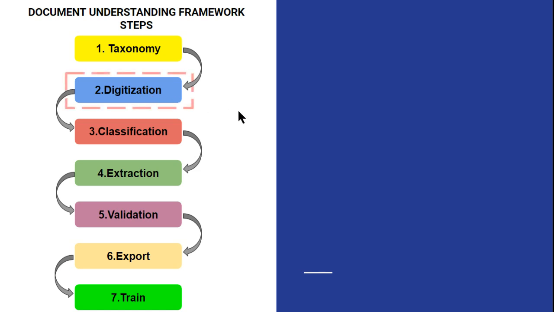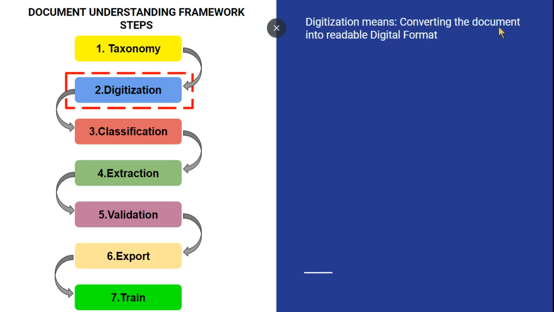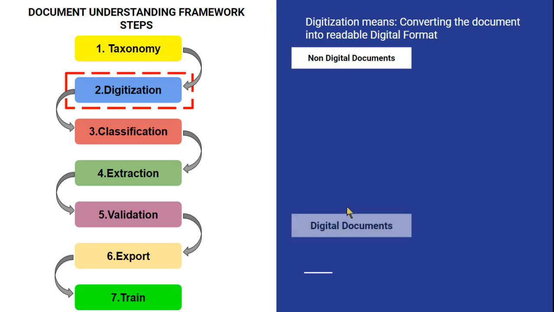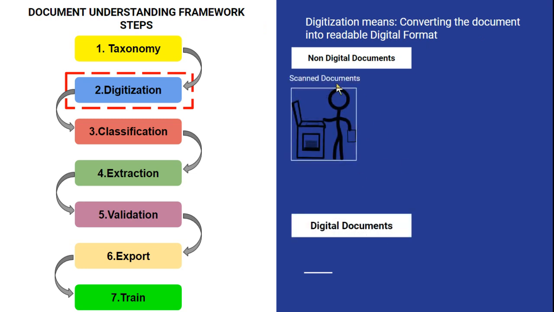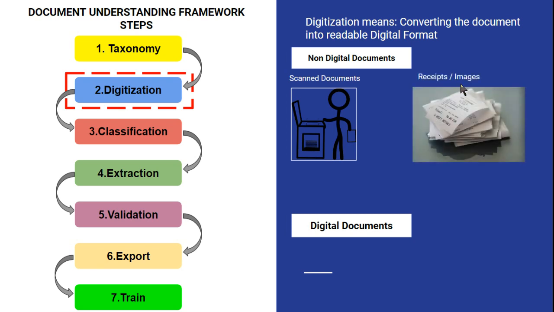We need to understand. So digitization means, what do you understand? Converting the document into a readable digital format. There could be two different types of document: a non-digital document and a digital document. Non-digital documents are like your scanned documents, or your receipts where you have taken an image, a photo of a receipt. So that becomes a non-digital document.